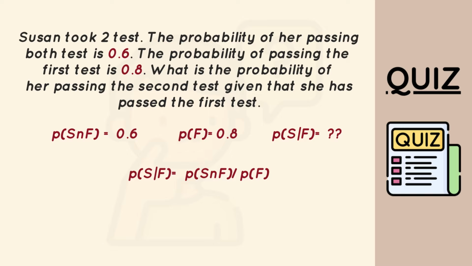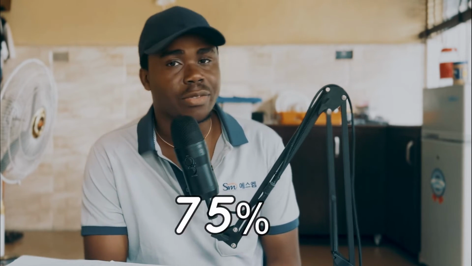So the probability of her passing the second test given that she has passed the first test is written as P(S | F) = 0.6 divided by 0.8, and when we use our calculator to do the math, we have our answer to be equal to 0.75. So the probability that she is going to pass the second test given that she has already passed the first test is 0.75, aka 75%.